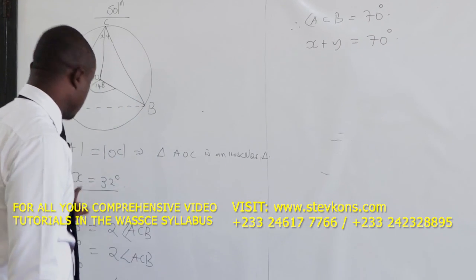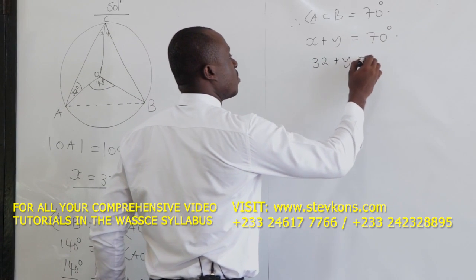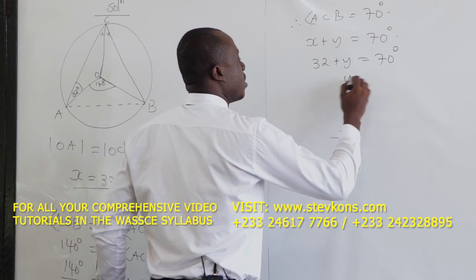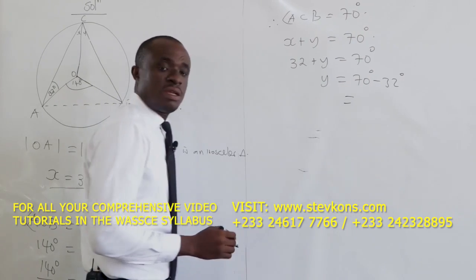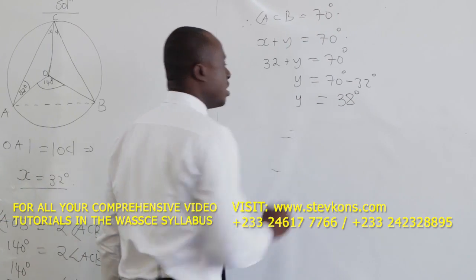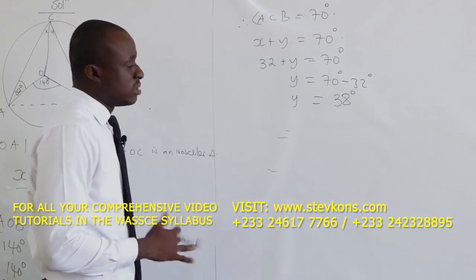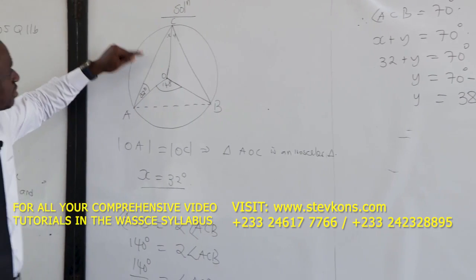But then what is x? We had x to be 32. So we have 32 plus y equal to 70. Y equal to 70 minus 32. And this is giving us 38, and y is equal to 38 degrees.